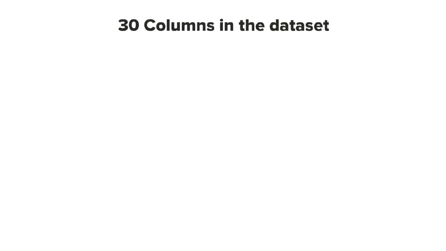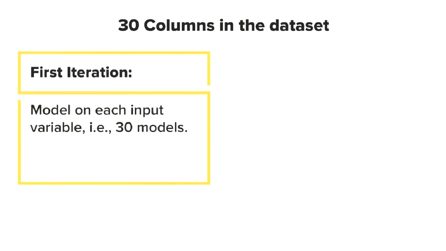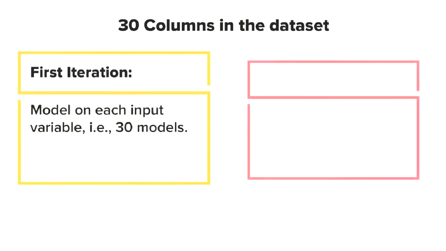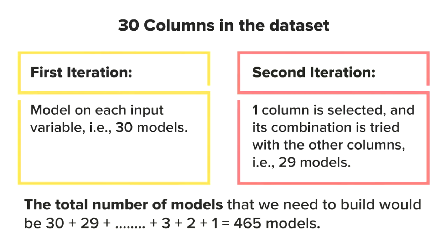For example, our dataset contains 30 columns. Let's calculate the number of models we need to train in the forward selection method up to all the features being selected. In the first iteration, we build a model on each of the input variables, which means 30 models. In the next iteration, one column has been selected and we try out its combination with other columns, that is 29 models. And if we sum this up, the total number of models that we need to build would be 30 plus 29 and so on till 3 plus 2 plus 1, which is equal to 465 predictive models.